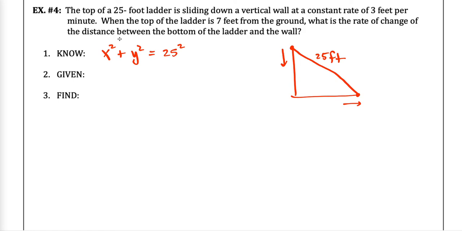What are we given? Jack? It's moving down at a constant rate of 3 feet per minute. Okay, how do we write that? Oh, you are correct that it's moving down at 3 feet per minute.